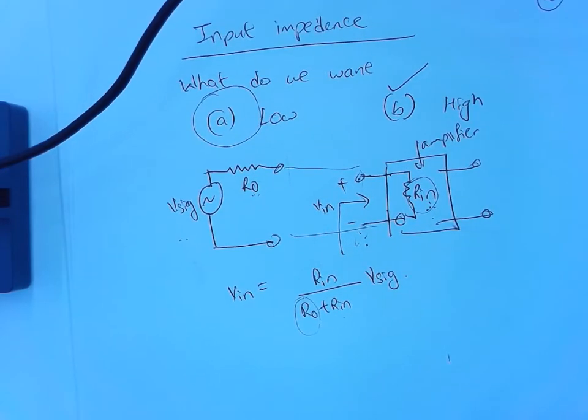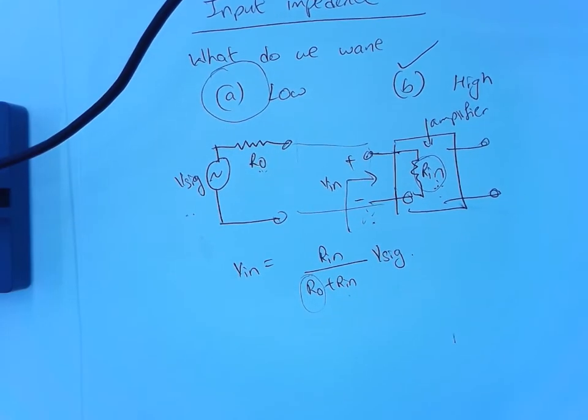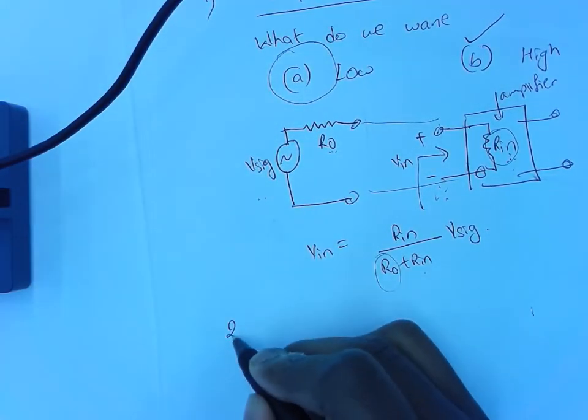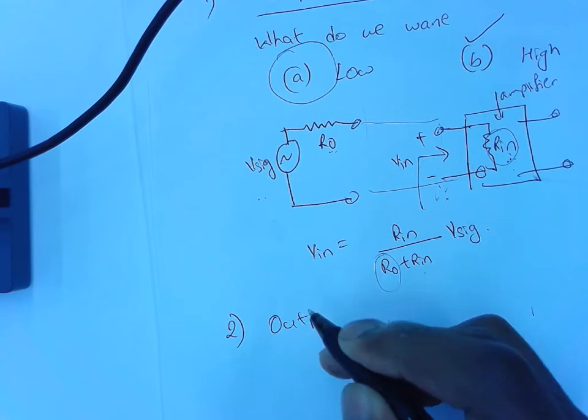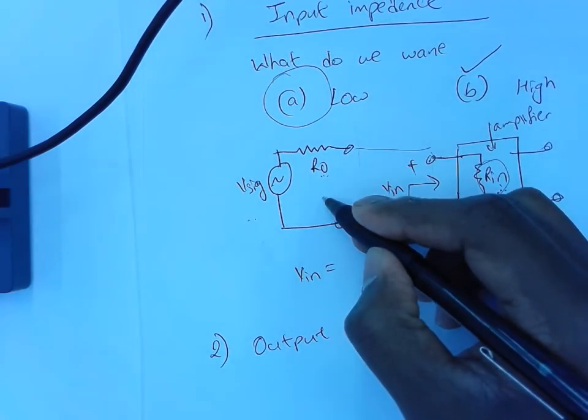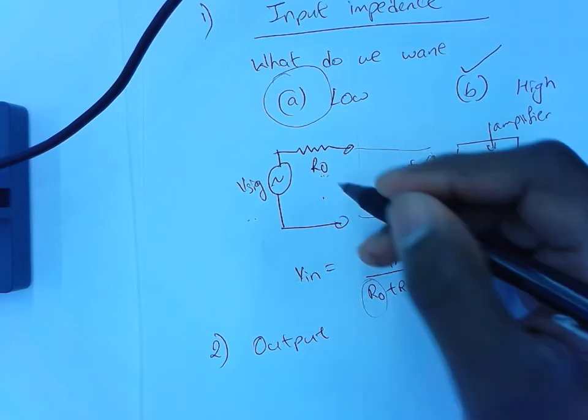Got it? So if we're calling Rn the input impedance, what is Ro? Good question. That's the next point we are going to talk about. This is the output impedance of our amplifier. So this is the output impedance of my signal source. Let's say this here is a microphone.